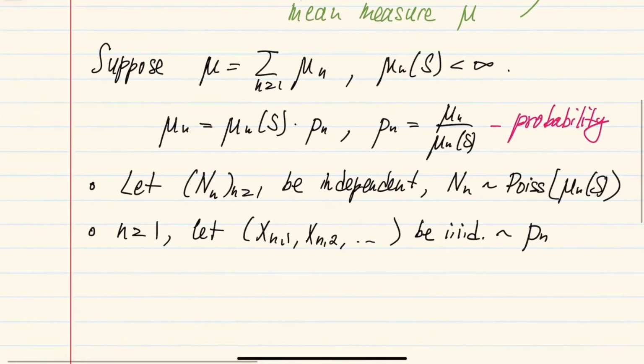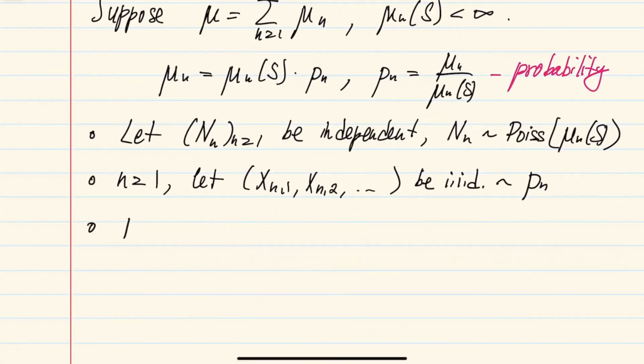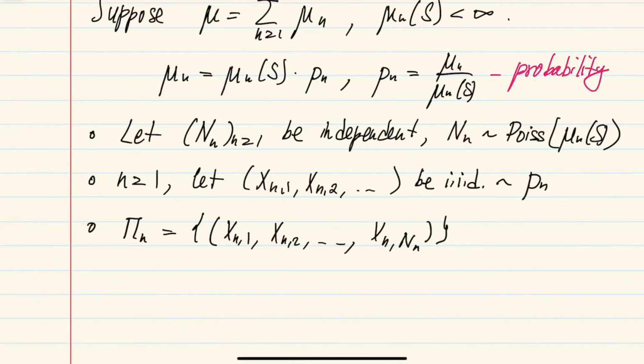And then we define the set pi n to be simply this sequence up to the Poisson random variable we defined above, where we stop at the index given by N n. In other words, it's just a Poisson number of IID random variables generated from this probability measure Pn. And then finally, we take a union of these and we call it a Poisson process with the mean measure mu.